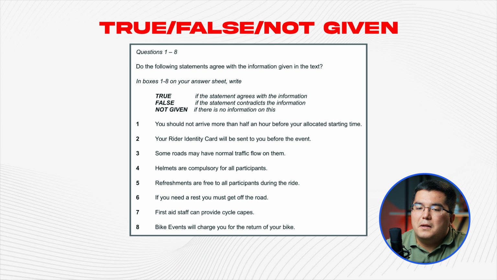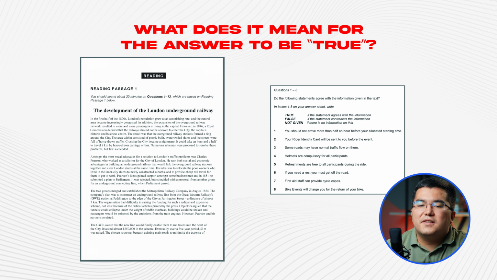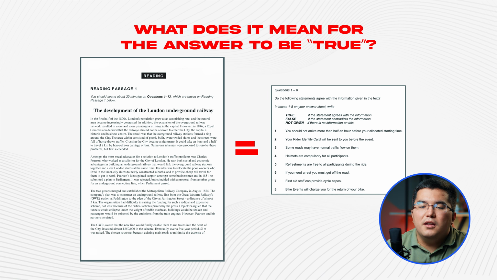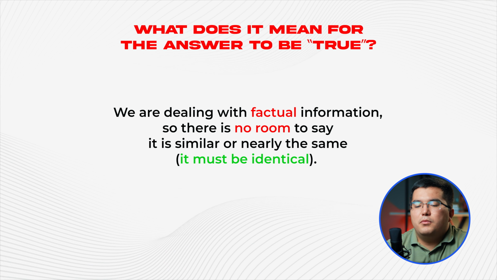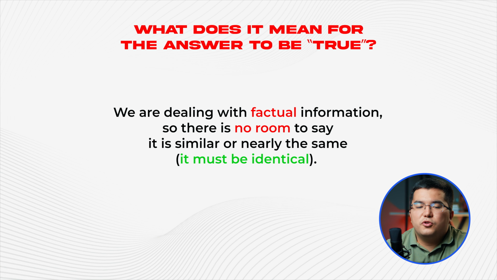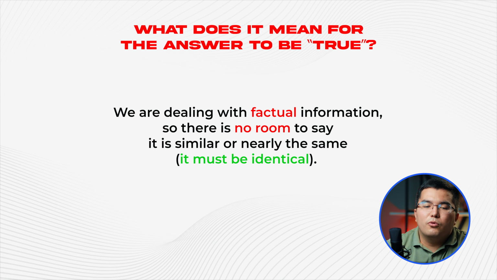If the answer is true, that means you can find this information in the passage. You see, you can find it. When the answer is true, that means the information given in the statement has the same meaning as it does in the text. We are dealing with factual information, so there is no room to say it is similar or nearly the same. When the answer is true, it must be identical. Now let's look at an example.